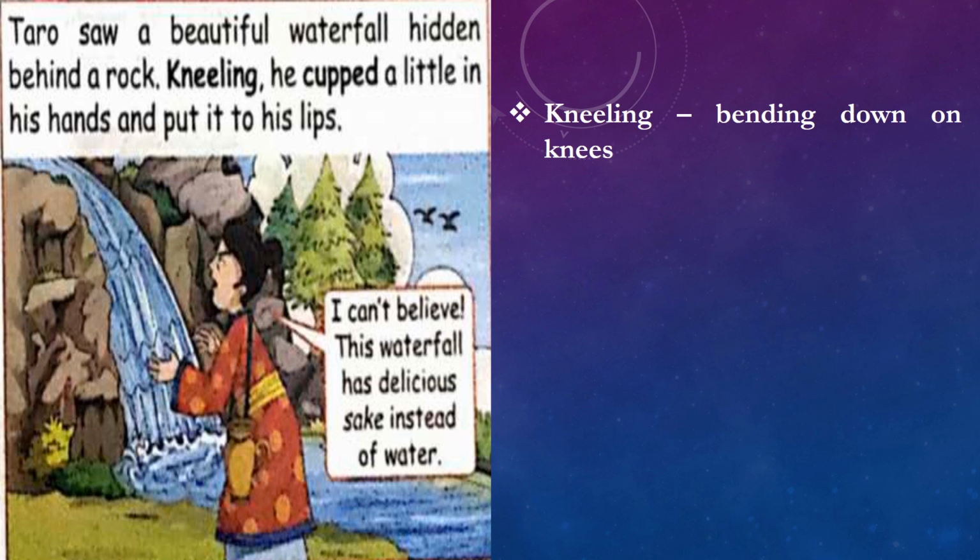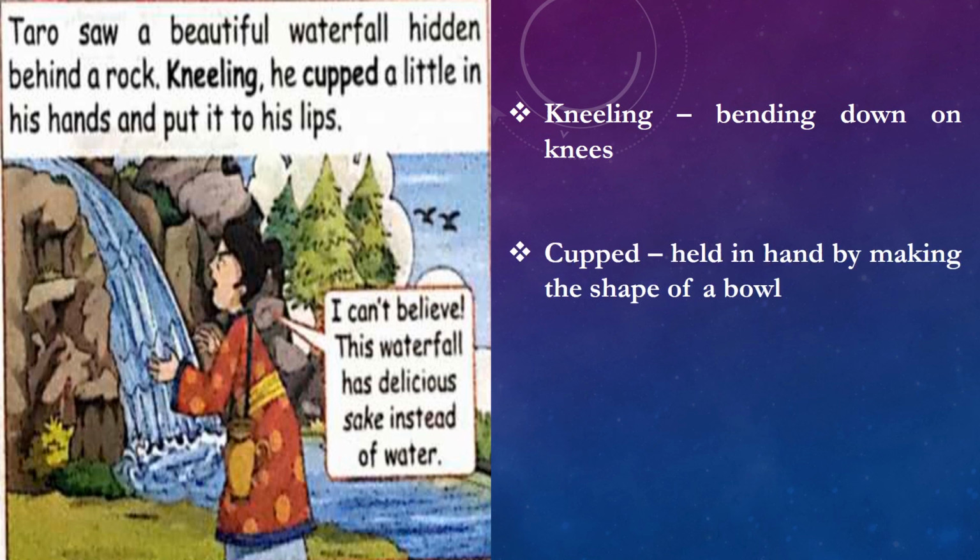He cupped a little in his hands. Cupped means to make the shape of a cup with the hands. Okay, so held in hand by making the shape of a bowl. If we make the shape of a bowl with our hands, that is called a cup. So he cupped a little in his hands and put it to his lips. Okay, so he put it to his lips. He just drank it.